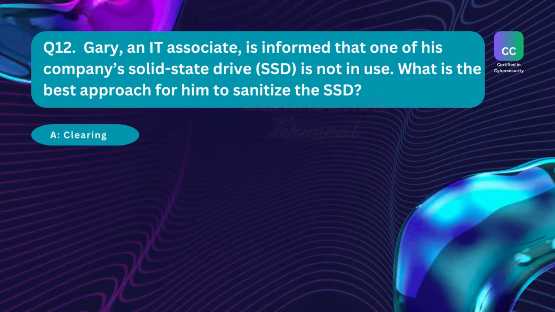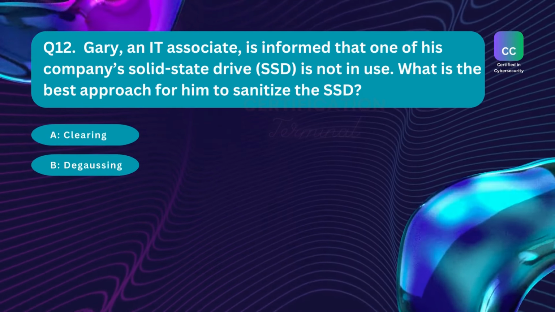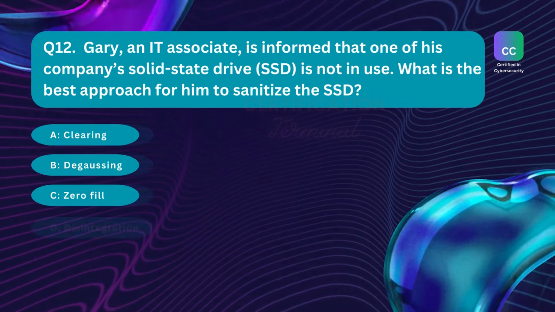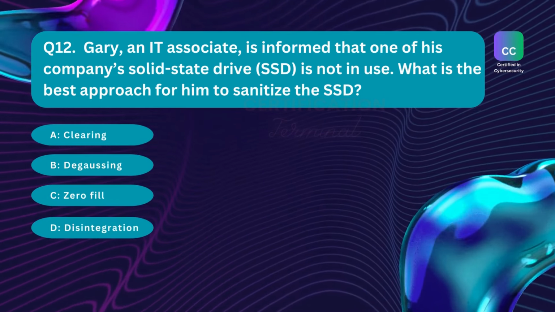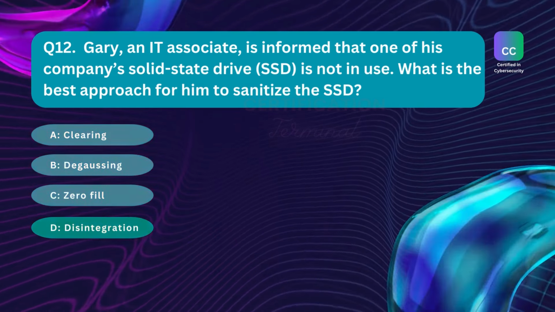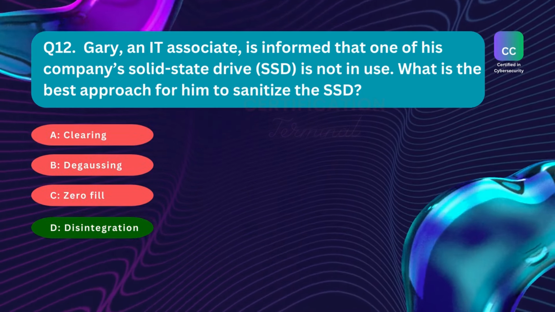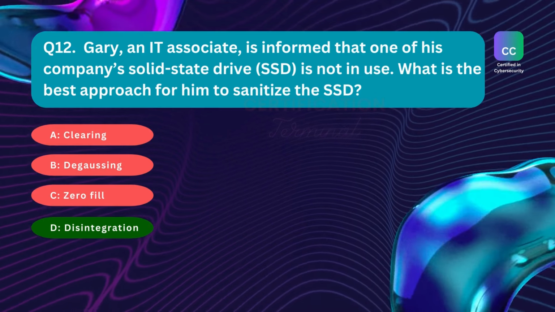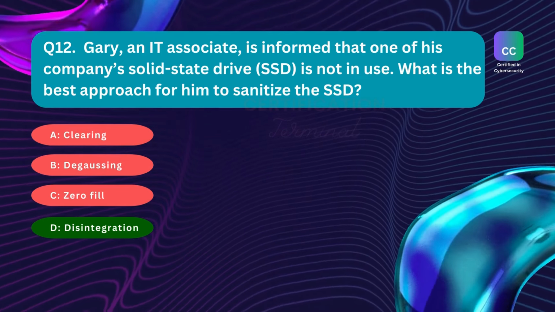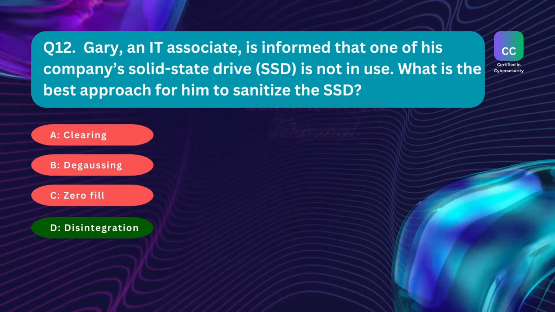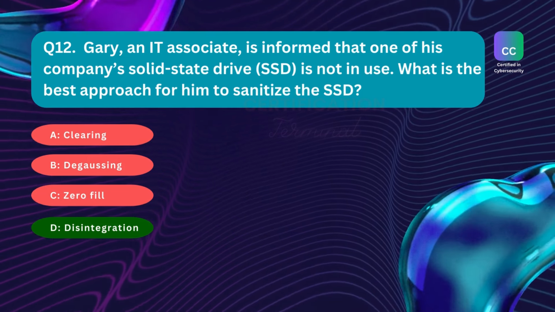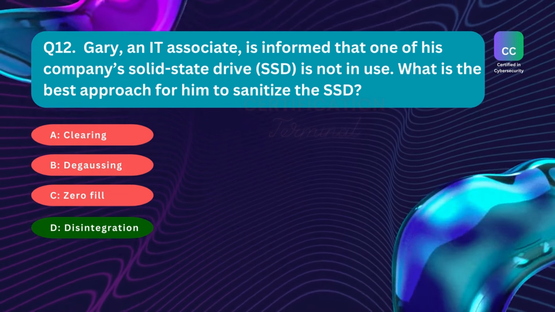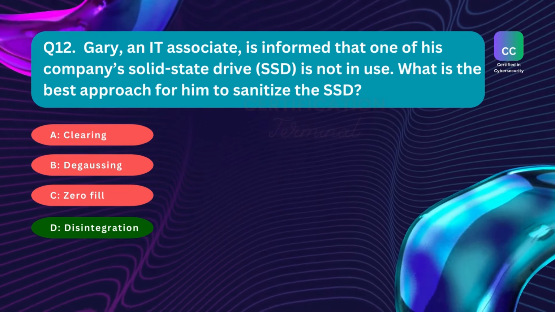Option A, clearing. Option B, degaussing. Option C, zero fill. Option D, disintegration. The correct answer is option D, disintegration. Due to problems with remnant data, the U.S. National Security Agency requires physical destruction of SSDs. This process is known as disintegration, and results in very small fragments via a shredding process.